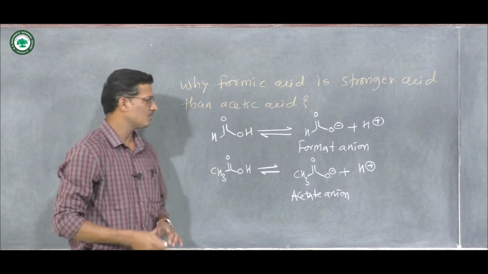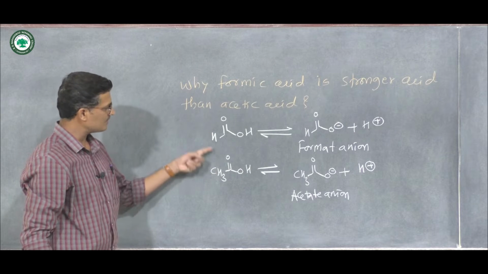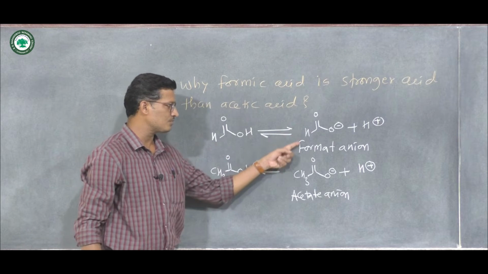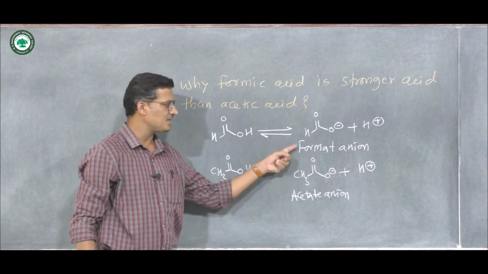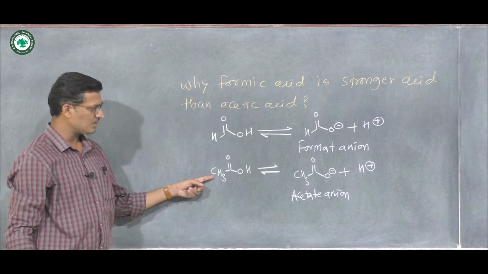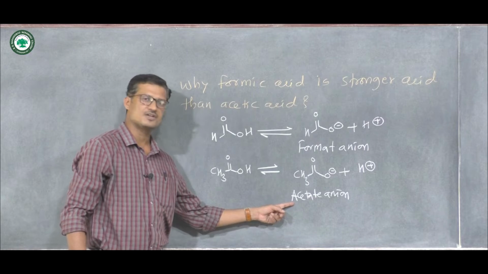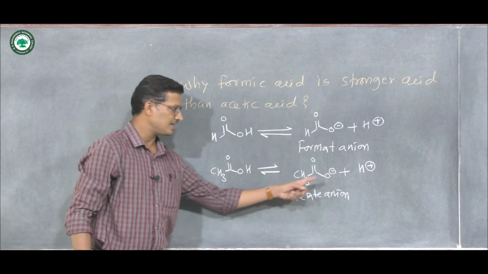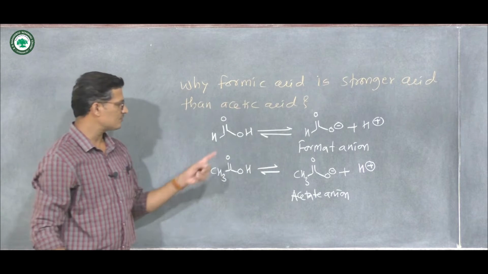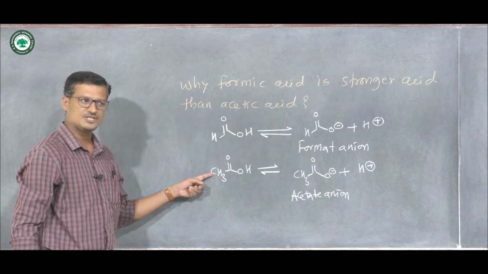So why is formic acid a stronger acid than acetic acid? That's why we dissociate both the acids. After dissociation, formic acid forms formate anion, which is nothing but a conjugate base. Similarly, acetic acid gives the acetate anion, a conjugate base, and H plus. In formic acid, hydrogen is the substituent, and in acetic acid, methyl is the substituent.